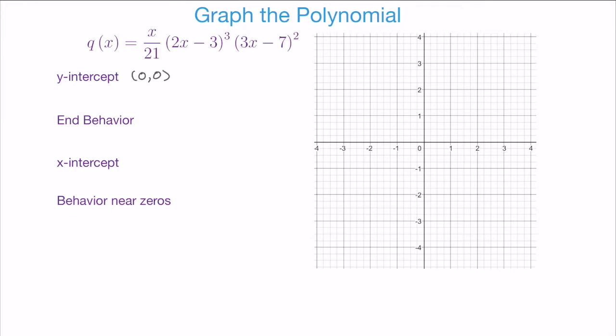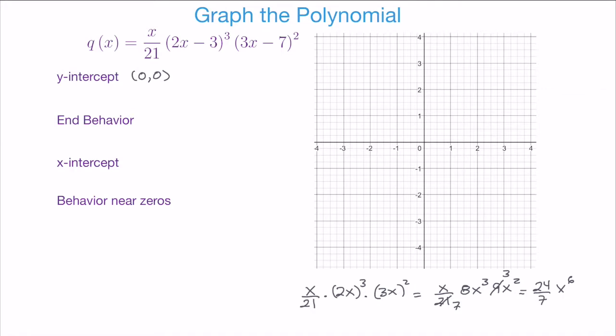Now the end behavior. It results from the highest powers of x I can find in each piece. The first piece is just x over 21. From the second piece, we get 2x cubed. And from the third piece, we get 3x squared. Those are the highest powers. And this is x over 21 times 8x cubed times 9x squared. 3 from this 9 cancels out with 21, leaving us 7. And we get 24 over 7 x to the 6th power.